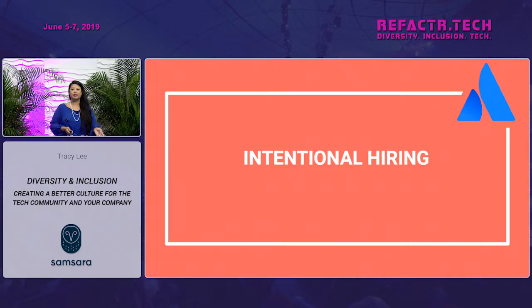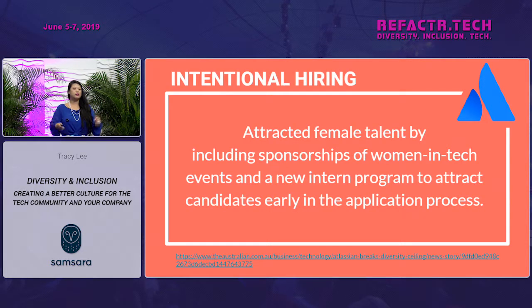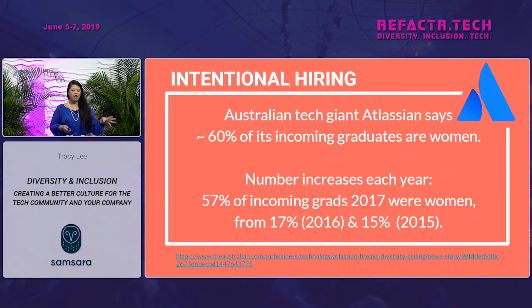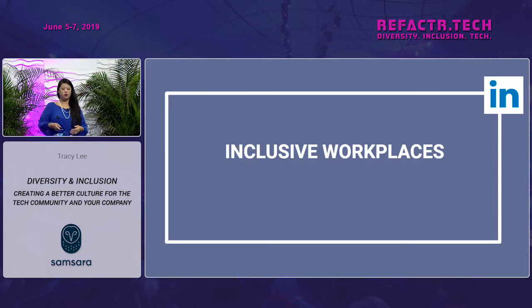So if you look at Atlassian, it's actually kind of amazing. I was really impressed with what Atlassian has done. The first thing that they did when they said that they wanted to attract more female talent is they went to sponsor women in tech events. They created an intern program, right, to really start attracting people. They started this in 2015 where they had 15% of incoming graduates be women, right? And now that number is 60%. Isn't that crazy? 60% of their incoming graduates are women. That is so cool that you can just be intentional and then you yield some pretty intense results.